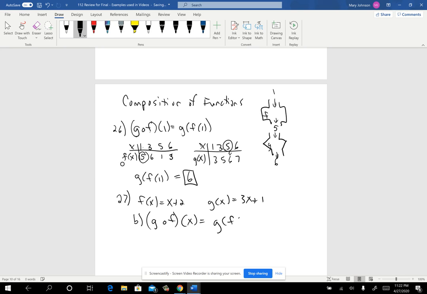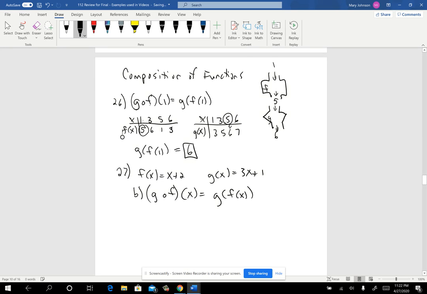So that's g of f of x. I'm going to write it using function notation. So that means I have to take x and go through the f function, and that would give me x plus 2. But then I still need to do g of that. And this doesn't mean multiplication. You're not just distributing. You're going to take the x plus 2 and put it right here where the x was. You're going to put an x plus 2 everywhere there was an x, okay?